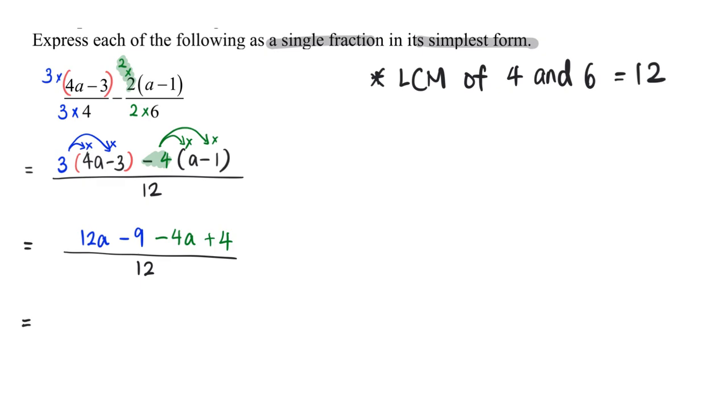And let's continue to simplify the like terms while writing down the common denominator 12. So this will give me 8a. Negative 9 plus 4 will give me negative 5. And this happens to be the simplest form.